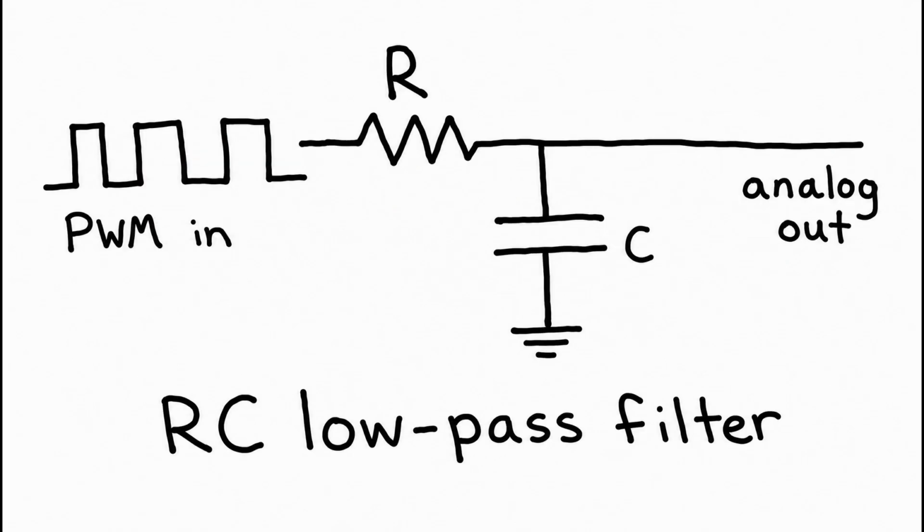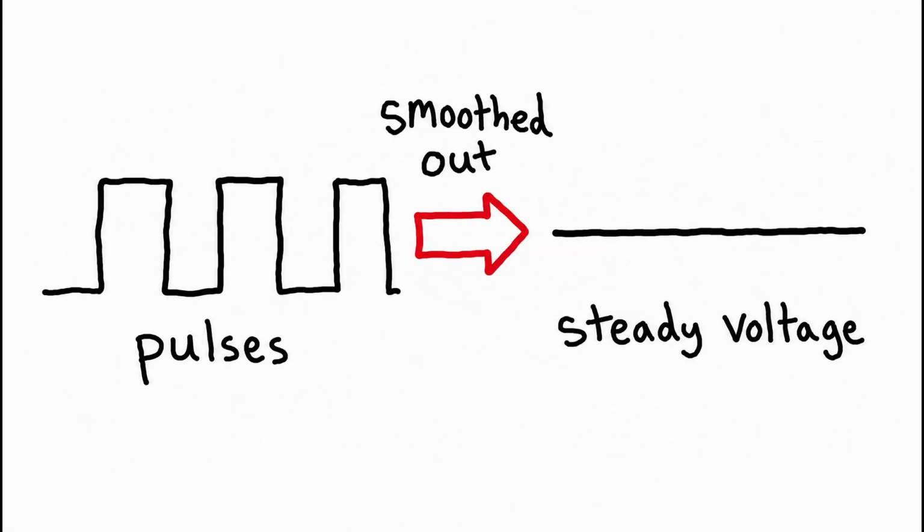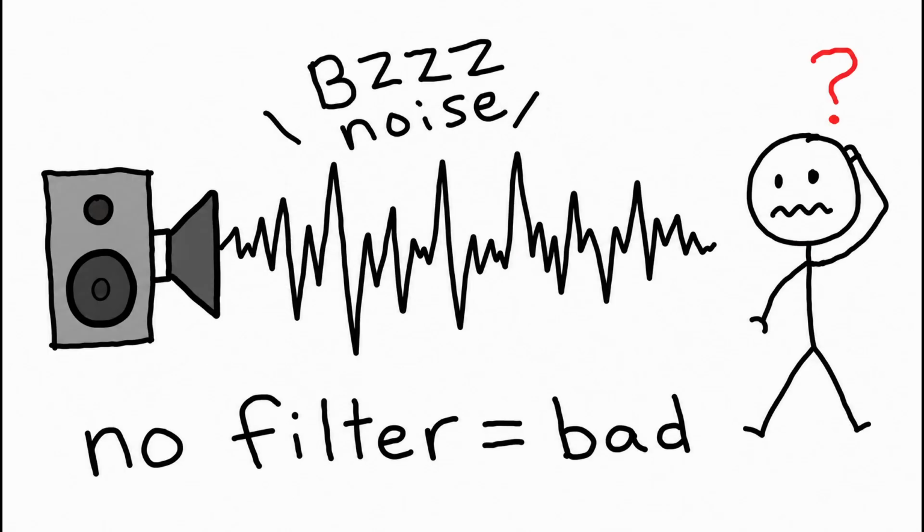But if you want a true analog voltage, say for an audio output or a sensor input, you need to filter the PWM signal with a low-pass RC filter. That smooths out the pulses into a steady voltage proportional to your duty cycle. No filter, you'll get noise, buzzing, or weird behavior.